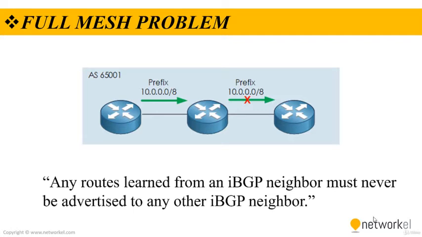The rule of the IBGP split horizon states any routes learned from an IBGP neighbor must never be advertised to any other IBGP neighbor. This, of course, presents complexity and scalability issues to both the BGP routers and the network due to the number of unique BGP sessions required.